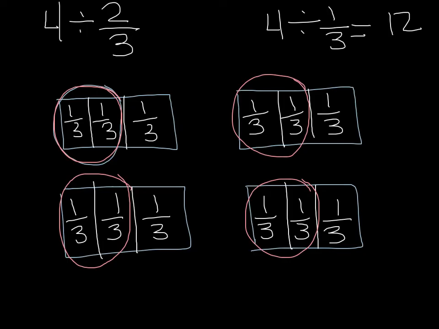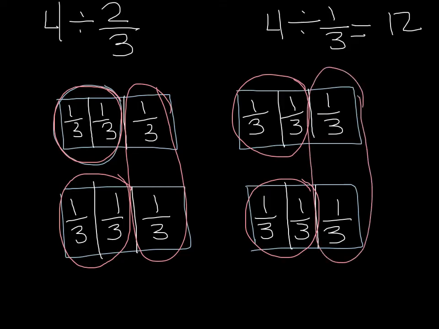There are still pieces left over, so I'm going to see if I can group them into more groups of 2/3, which I can. Here I have 1/3 and 1/3, so that makes 2/3. And here I have 1/3 and 1/3. That again makes 2/3. Now let's count how many groups I have. I have 1, 2, 3, 4, 5, 6. So my answer is 6.